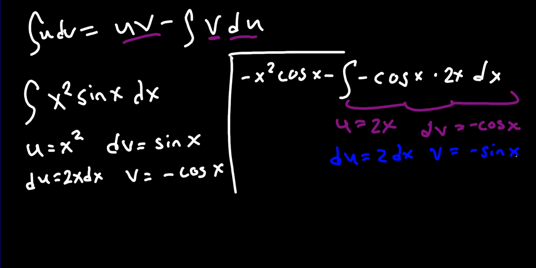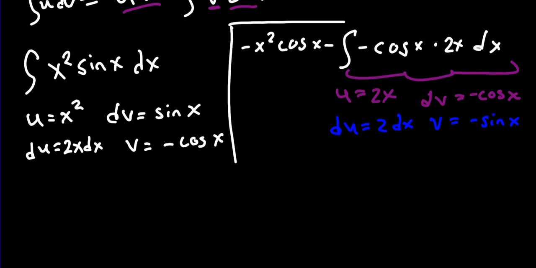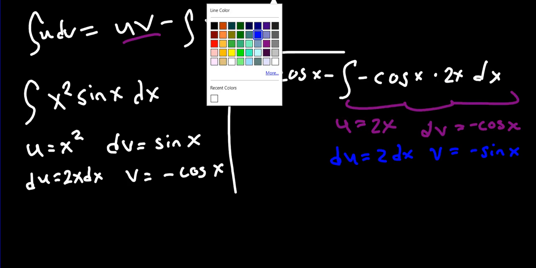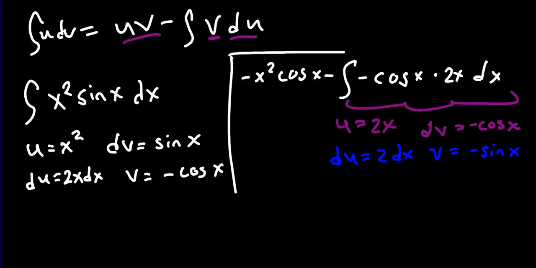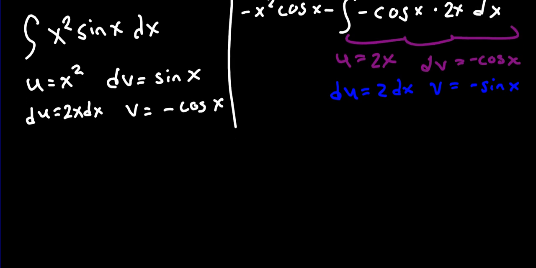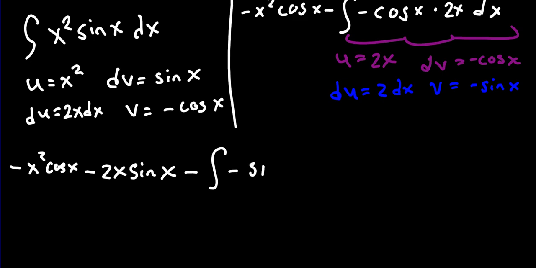Okay. So now all we do is plug it into the formula. So u times v, which is negative 2x sine x. Can't forget our stuff over here: negative x squared cosine x. And then now we want to subtract the integral of v du, of negative sine x times 2 dx.